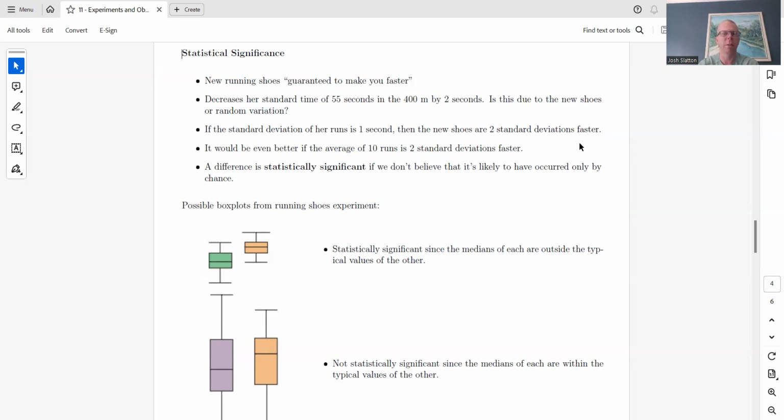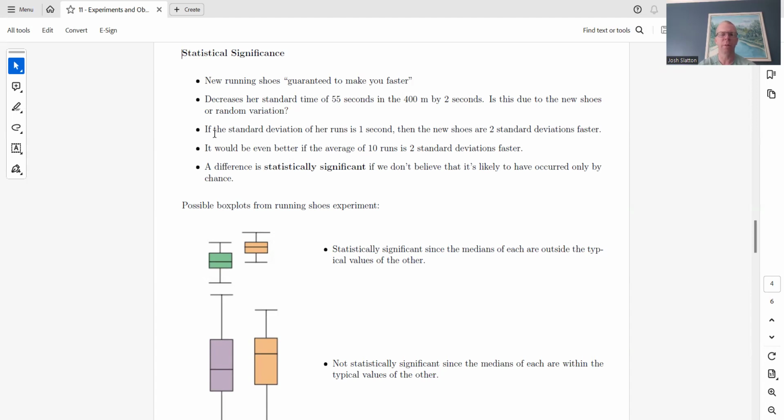Statistical significance. Let's just do bullet points on this example. New running shoes are guaranteed to make you faster. Someone decides to try these out and decreases her standard time of 55 seconds in the 400-meter run by 2 seconds. So is this due to the new shoes, or is this random variation? In other words, maybe she's having a good day, or had a good stretch of however many times she ran this.